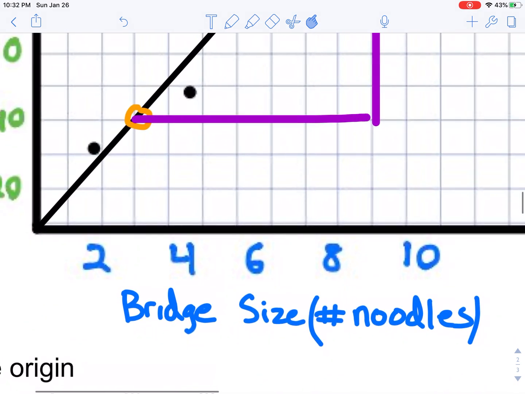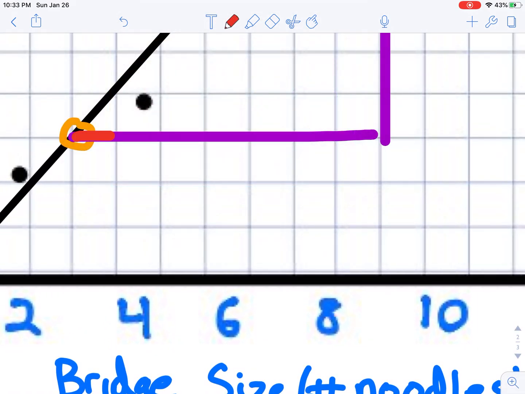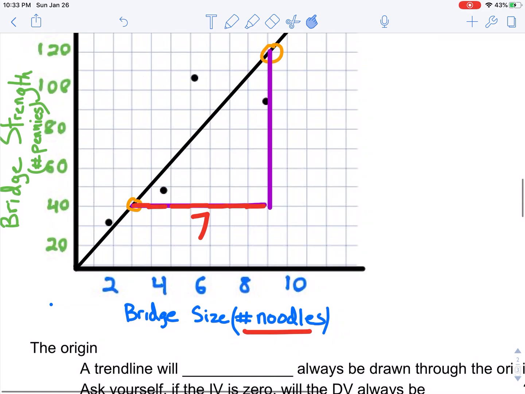So what is my scale? So this guy, I'm counting 1, 2, 3, 4. So this scale is counting by ones. So I'm going to count by that amount to figure out my run. 1, 2, 3, 4, 5, 6, 7. My run is 7 noodles. Boom. So remember, I'm thinking about my units every step of the way.